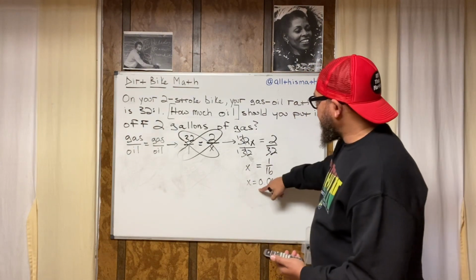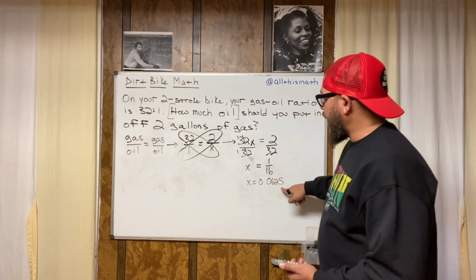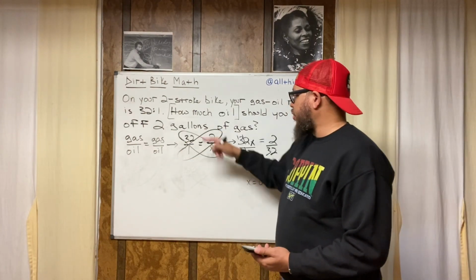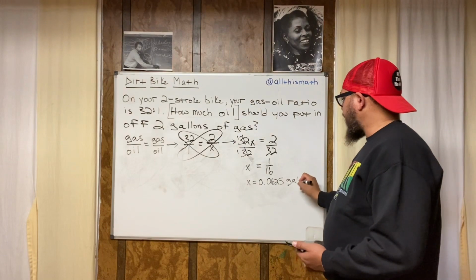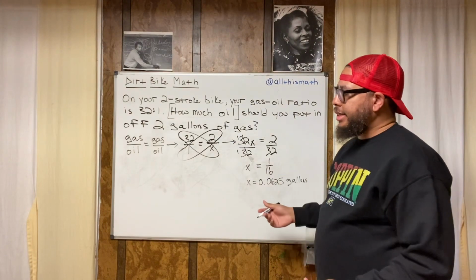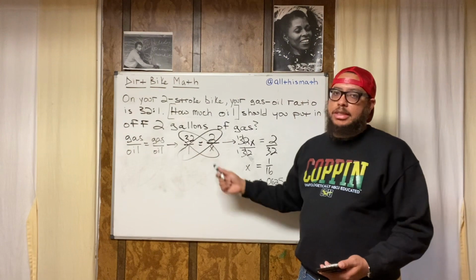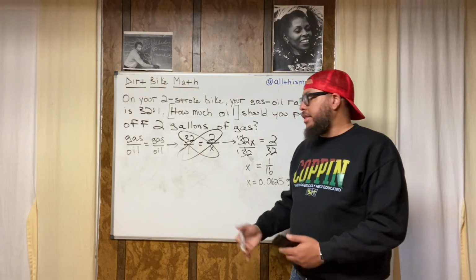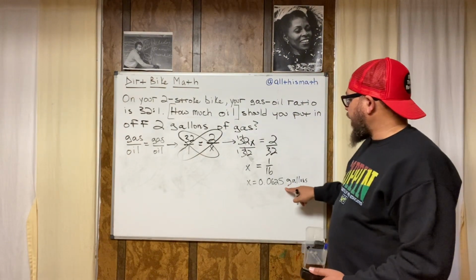0.0625. Now, this is how many gallons, because our units that we're using is gallons. And I could have and probably should have included the units within my equation. I neglected to do that, but just know that this is how many gallons of oil.